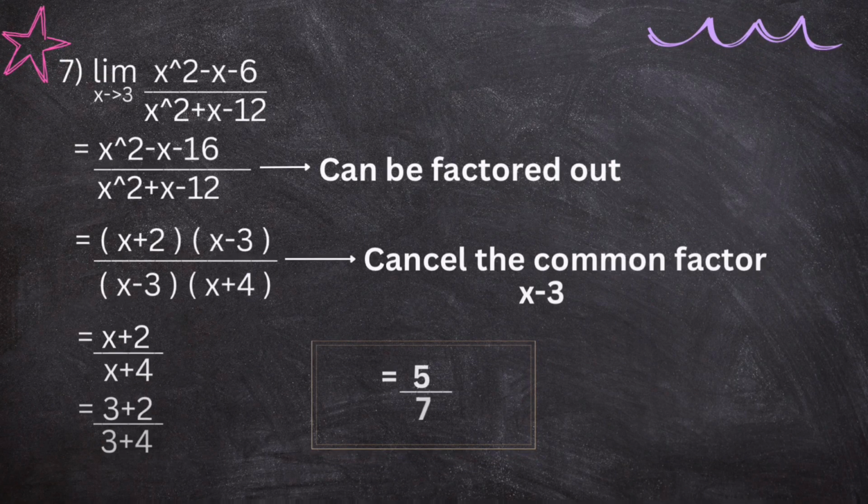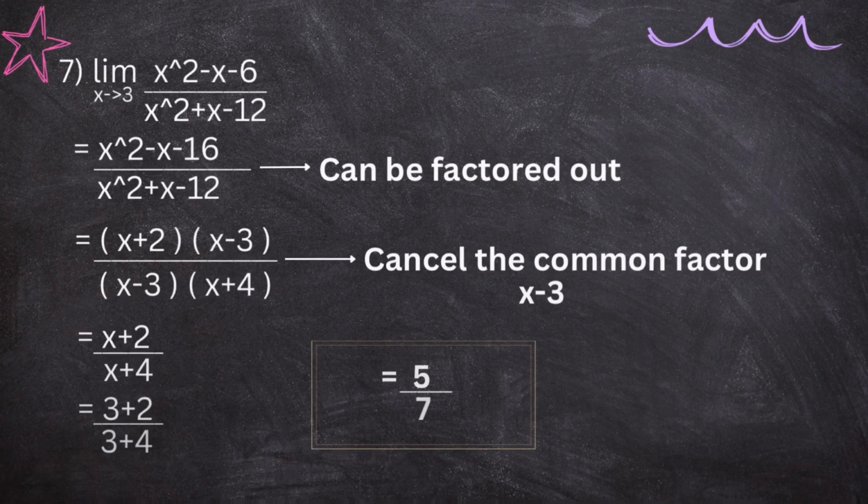Number 7, our given is the limit of x squared minus x minus 6 over x squared plus x minus 12 as x approaches 3. If we look clearly on our given, we can see that this can be factored out. Therefore, we would get its factor, and it would be x plus 2 times x minus 3 over x minus 3 times x plus 4. We can see that we have a common factor, which is x minus 3, so we will cancel it out.